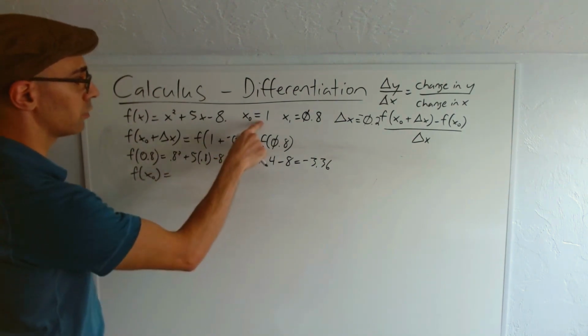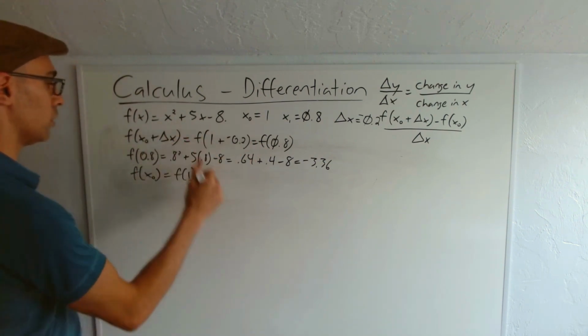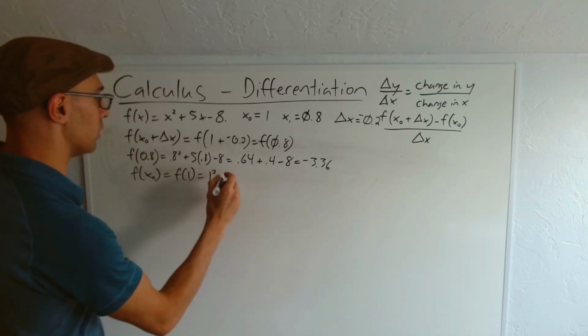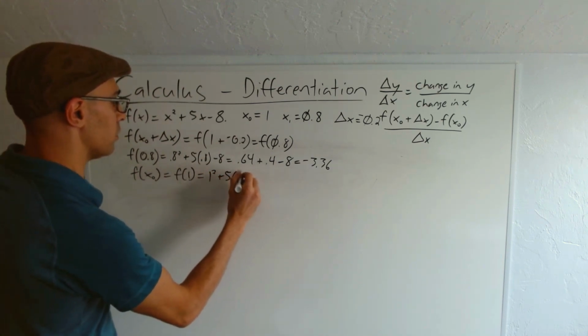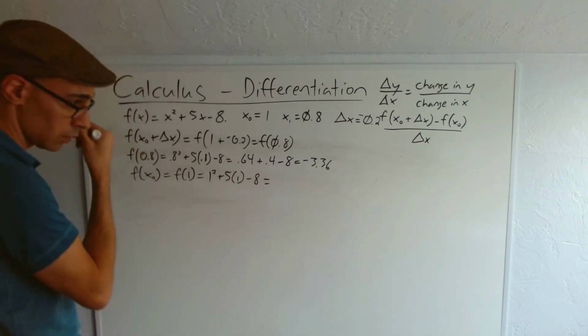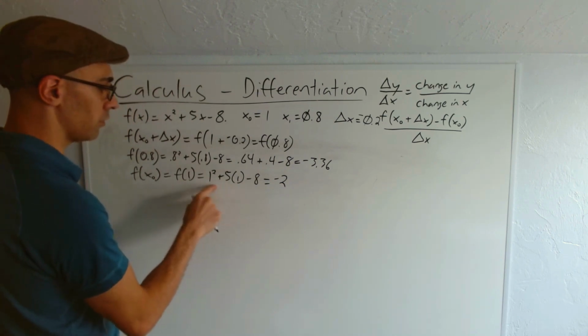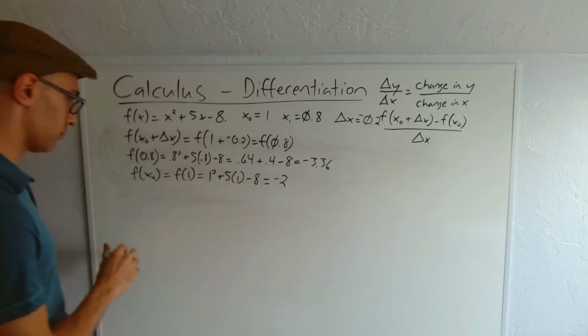Well, that is f evaluated at x equals 1. So we plug 1 into everywhere that there's an x. We get 5 times 1 squared plus 5 times 1 minus 8, which is negative 2. So we have 1 plus 5, 6, minus 8, negative 2.